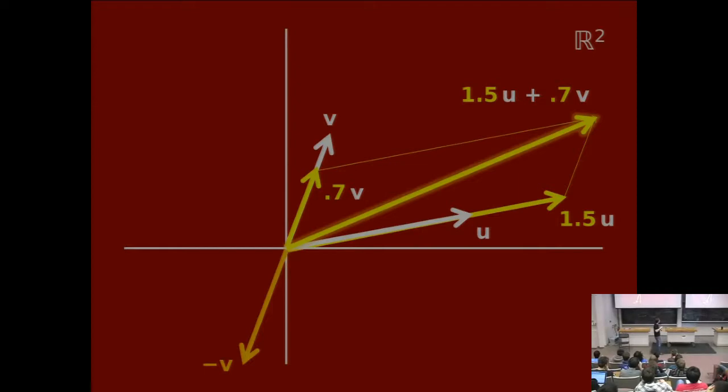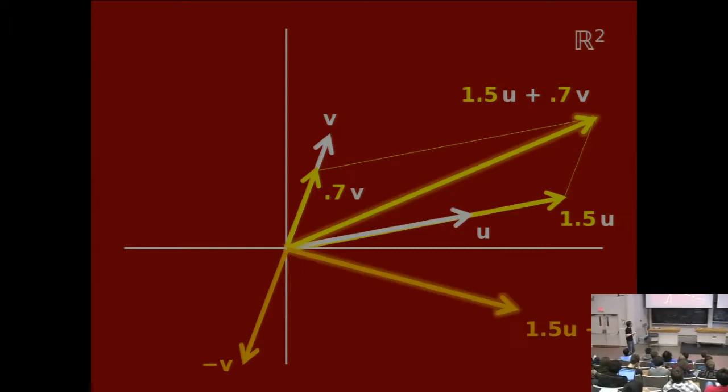Okay, I'll do another example. So this is also a scaling of v. It's negative v. It's just the reflection of v. And I guess this would be 1.5 times u plus negative v. Okay, we take this vector and put it over here. I assume you guys have seen this before, but it's a good warm-up. Okay, so that's linear combinations.